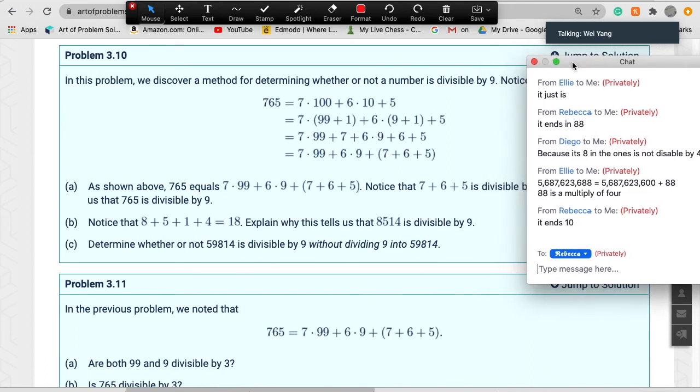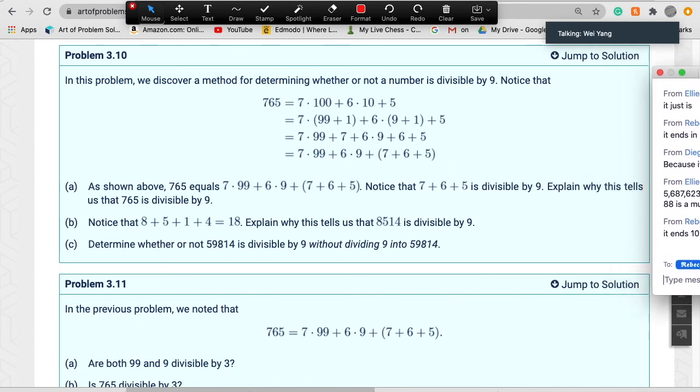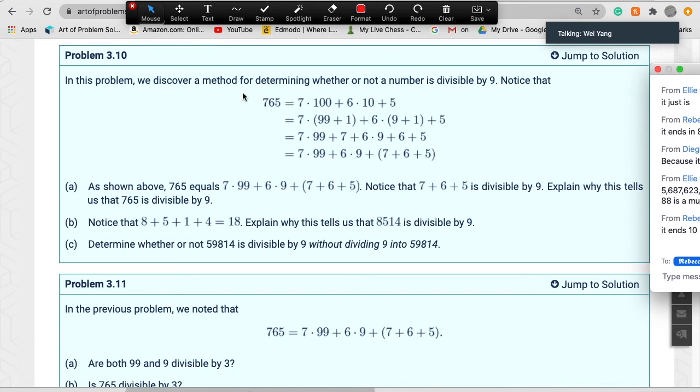Now let's go to 3.10. This problem asks you first to write 765 equals 7 times 100 plus 6 times 10 plus 5. Right? Now we write 100 equals 99 plus 1, then write 10 equals 9 plus 1. Then we distribute this 7 to here, and distribute this 6 to here.